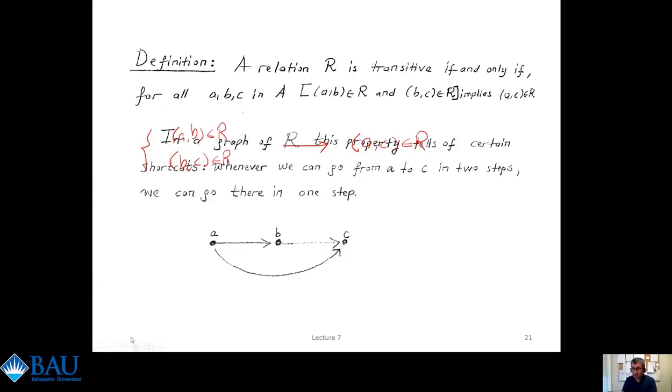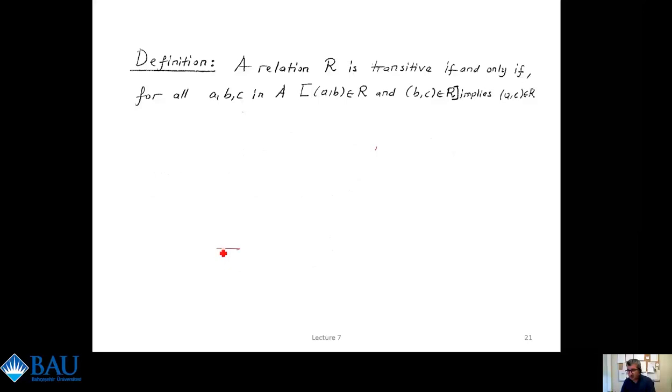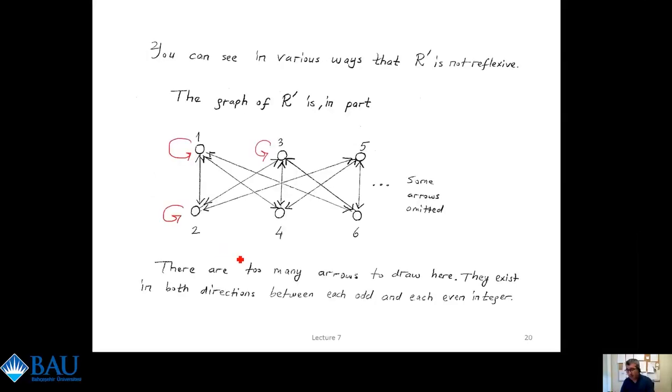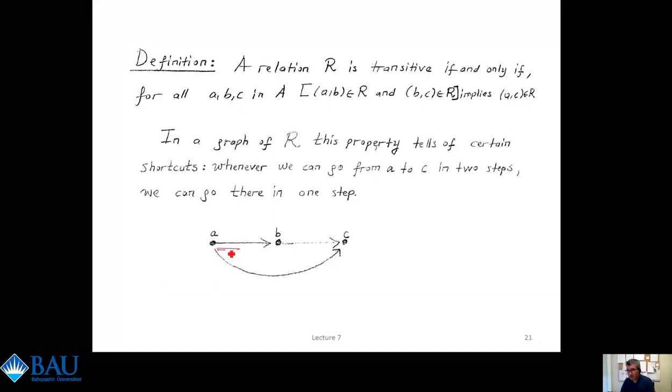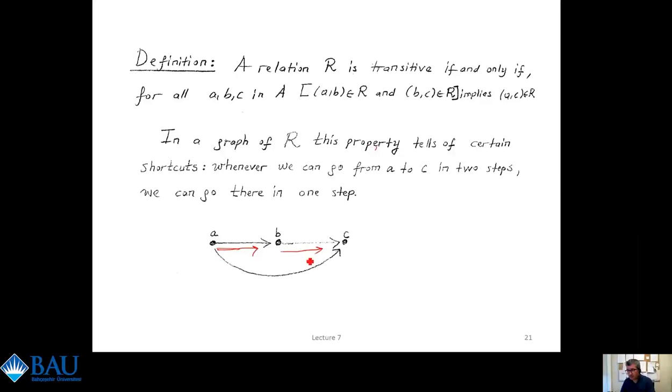In other words, if you can go from A to C in 2 steps, means you can go A to C in 1 step as well. Look at it. We can go from A to C in 2 steps. And also we can go in 1 step as well. At that time we call it, okay, this one is transitive.